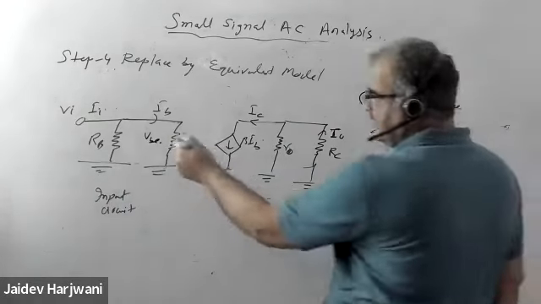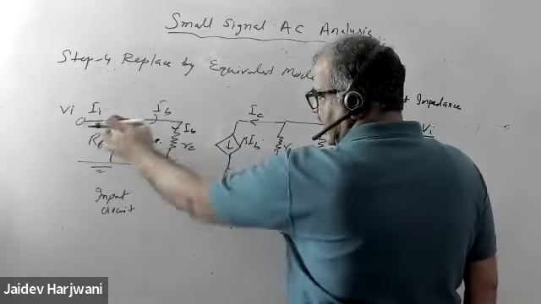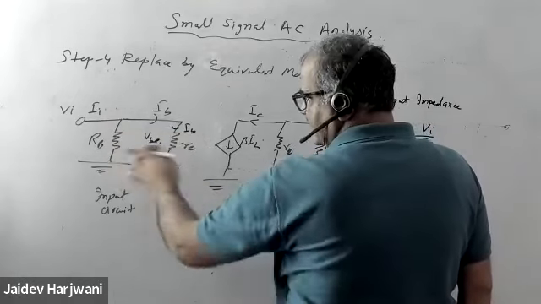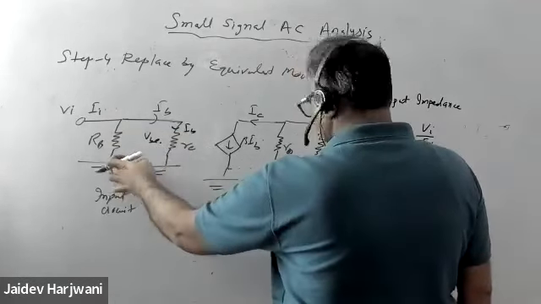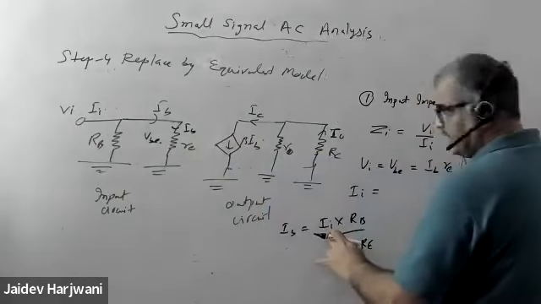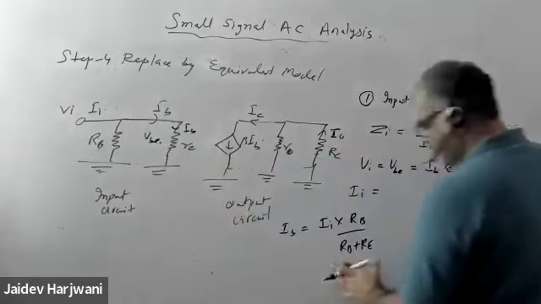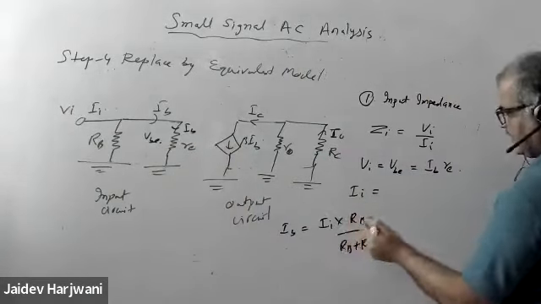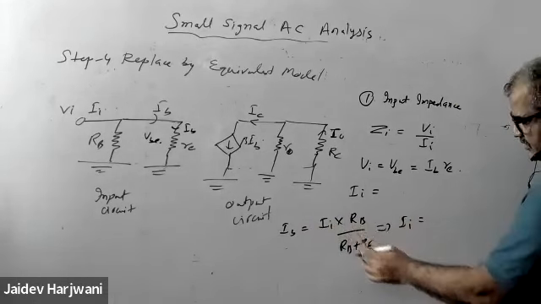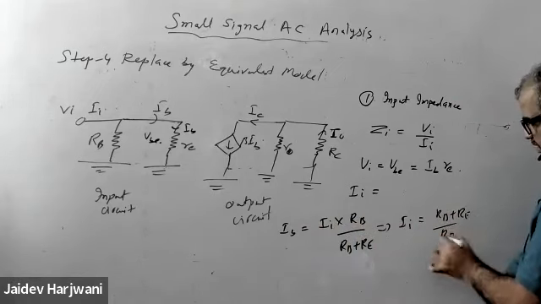I want IB. IB is here. Total current IE. I want the current flowing here, so I can apply current division there, two resistances only. This is isolated. So total current is coming, this total current. I want the current in this resistance, so I take this resistance upon total resistance. So I know IB, and from here I can calculate the IE value. This gives me IE as RB plus RE upon RB.